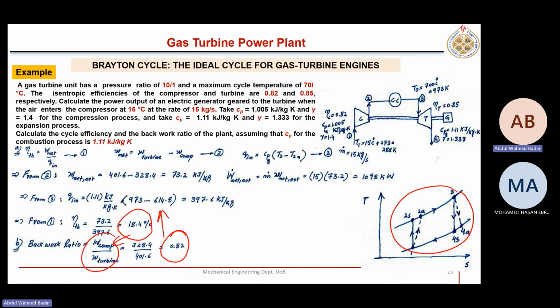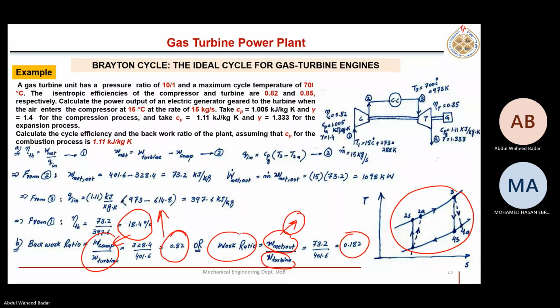Similarly, the back work ratio is also a very large value. A significant amount of work is going back to drive the compressor. And the work ratio is the other way around, net work output divided by turbine work, only 18%. This is the net work after supplying the compressor, net work output divided by turbine work. I just calculated the work ratio.